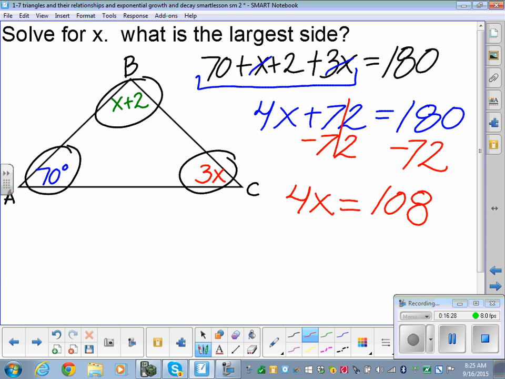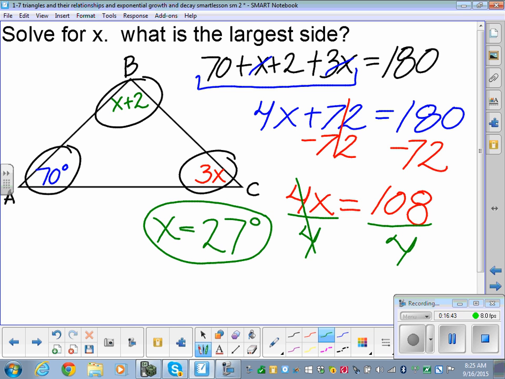And then what's our next step? Divide both sides by 4. Now, once again, those divide out and become 1. So we have 1 times x, which is x. Okay. So 108 divided by 4 is 27 degrees. Okay, awesome.